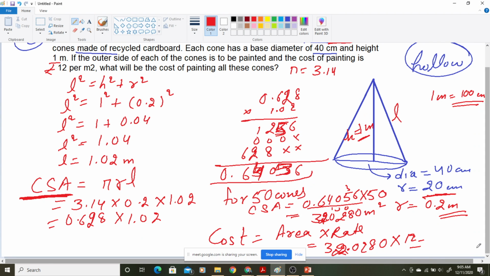So how much are you getting? 12 0, 12 8s are 96, 9 carry, 12 2s are 24 plus 9 is 33, then 3, then 12 2s are 24, 2 carry, 12 3s are 36, 36 plus 2 is 38, 384.3360. That much rupees you will get as your answer. So just see, some calculations you have to do. You only have to use a single formula, CSA of cone, then for 50 cones you find it, and then simple cost, area multiplied by rate.